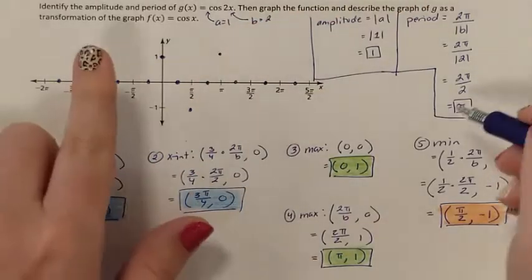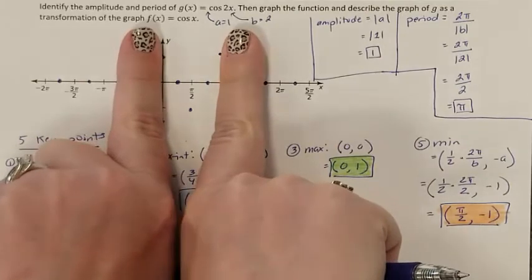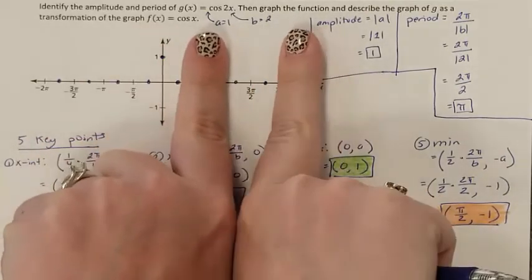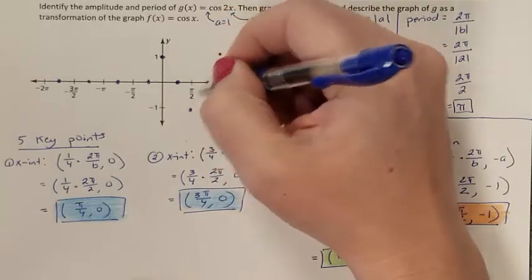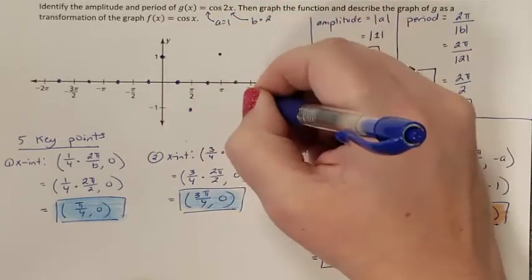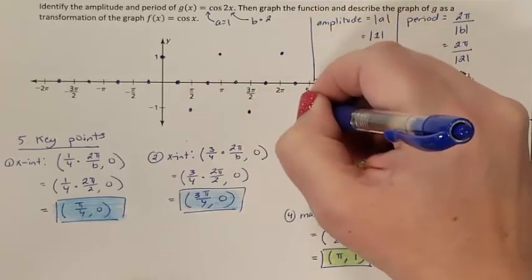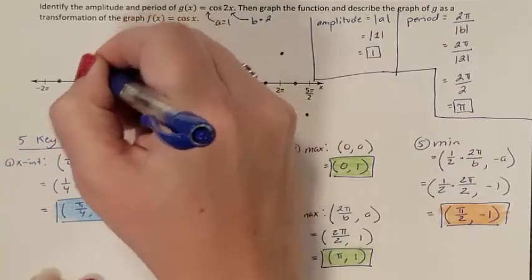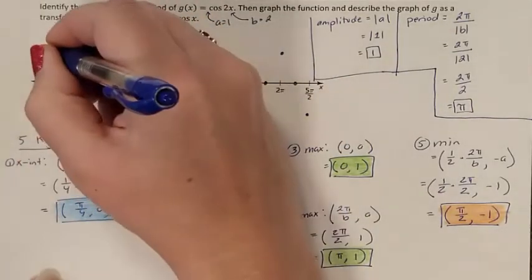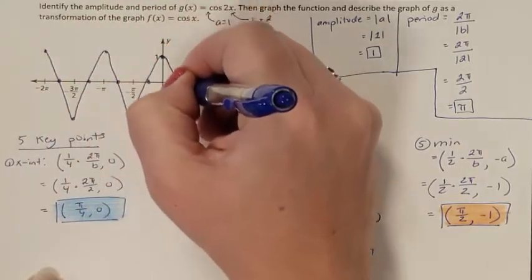So my period lasted pi, so it went from 0 to pi. So this is what my repeat should look like. That means every value of pi, I should have the same visual. It should go 1, 0, negative 1, 0, 1, 0, negative 1, 0, 1, 0, negative 1. And it should do that also going the other direction. So if you were to connect these, you have your cosine function.